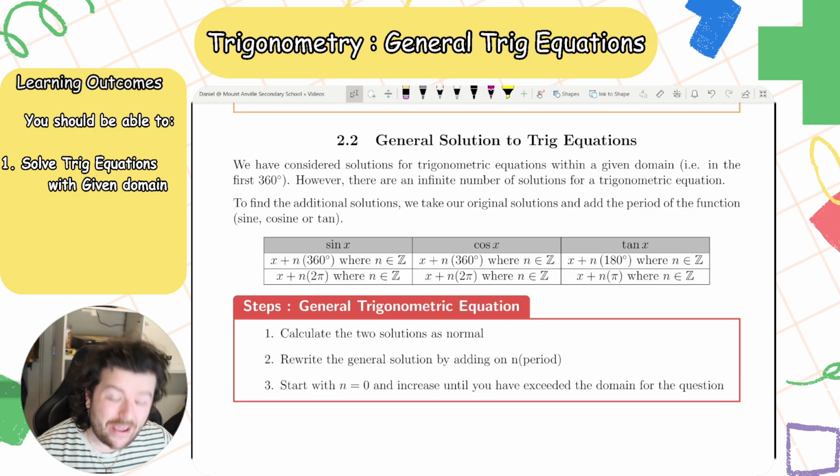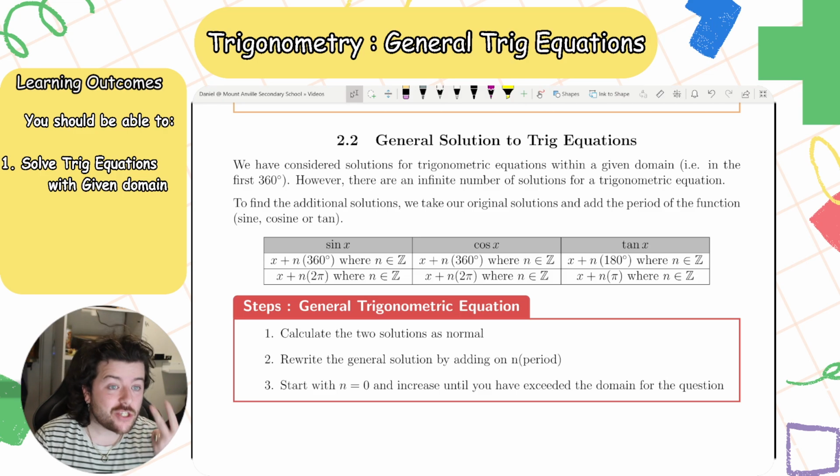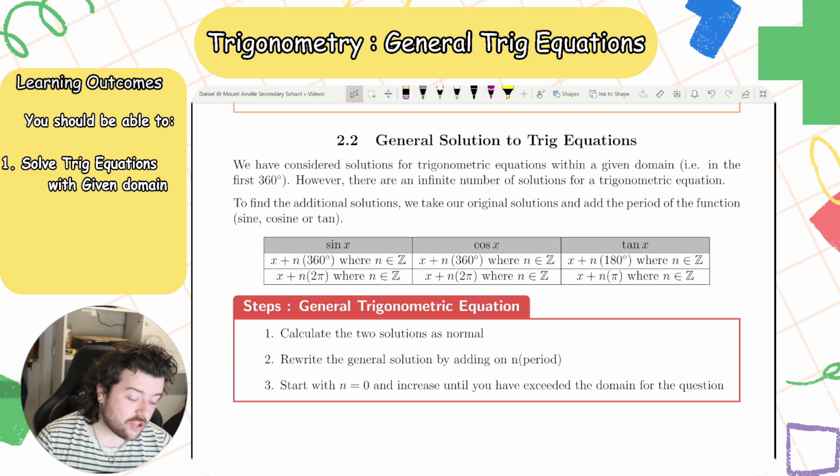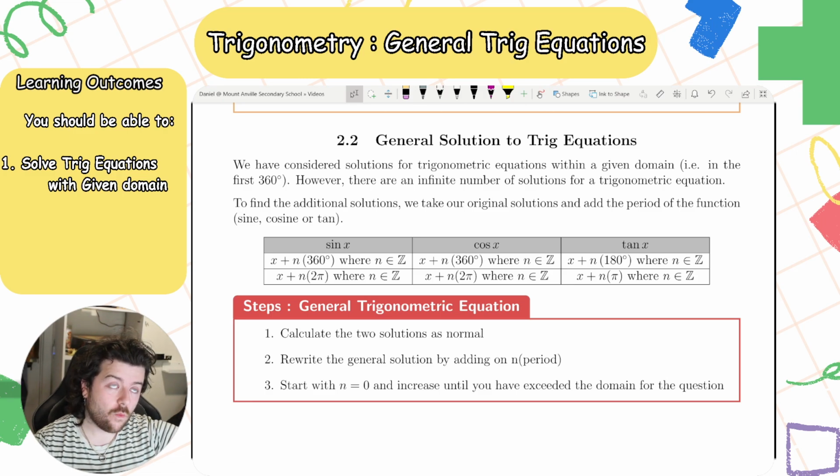Hello everyone. In this video we are looking at general trig equations. Like in one of the last videos, we were looking at simple trig equations where we were only finding two possible values for an angle in a trig ratio if our domain was between 0 and 360. Now we're looking at what if our domain was bigger than 360, or what if we have a coefficient in front of my angle within the trig ratio, and how we can solve for all the values of them.